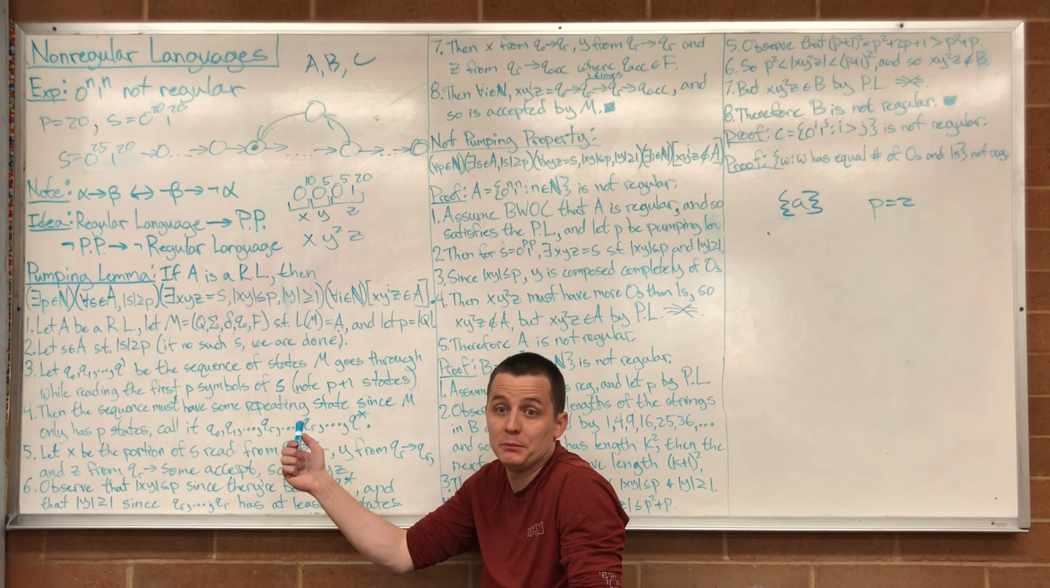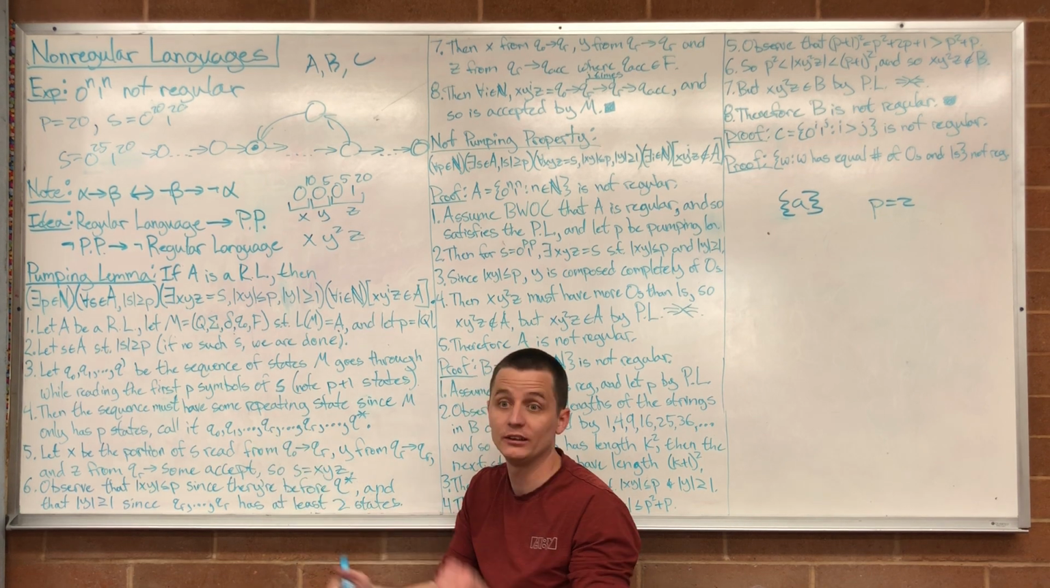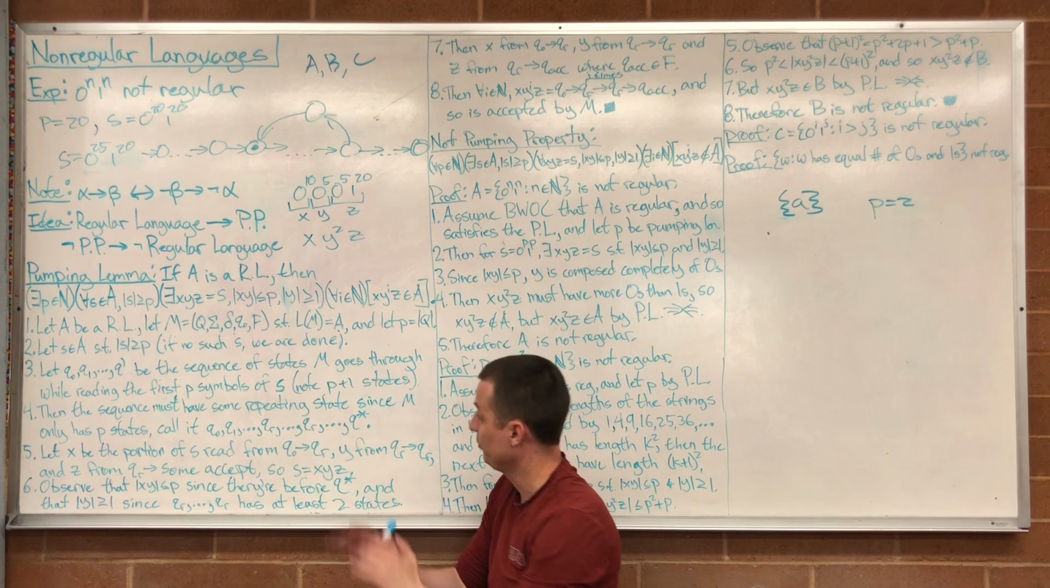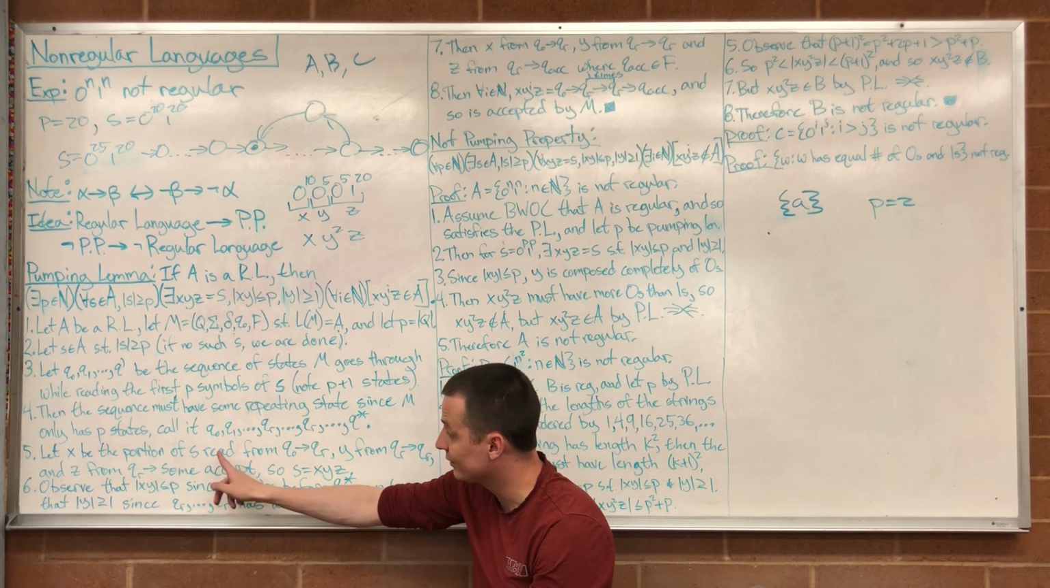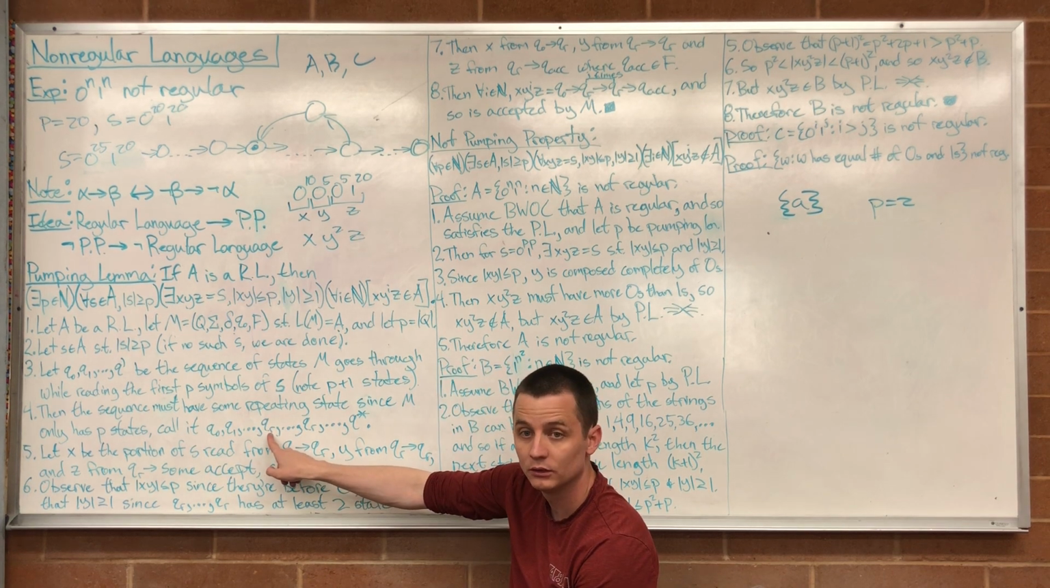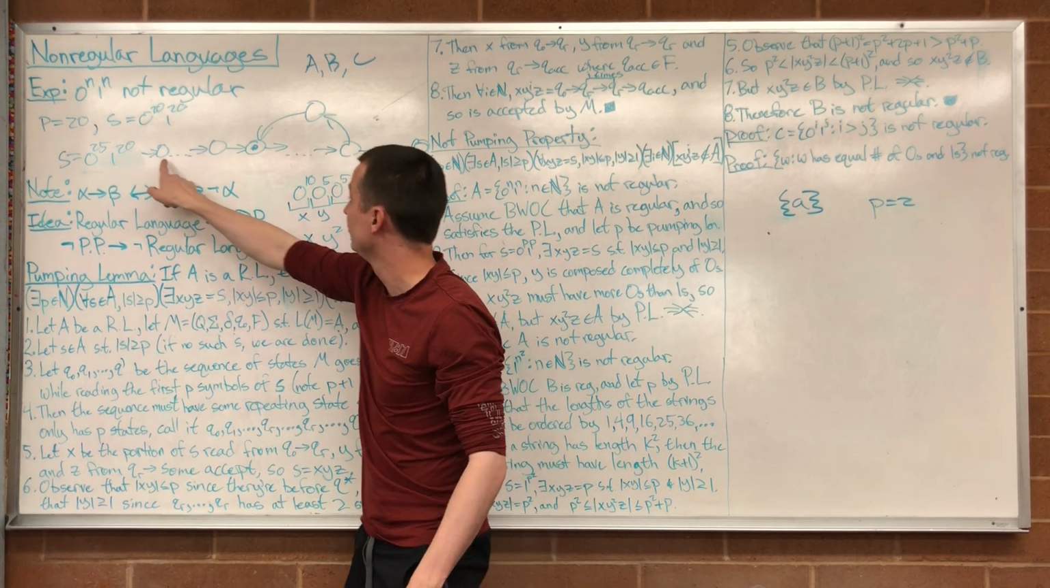Good. There might be many loops in the machine. Just find one. We're guaranteed that there's at least one, so we're going to call it this thing. Okay, so we're calling X the portion of the string that we read going from Q0 to the first QR, going from here to here.